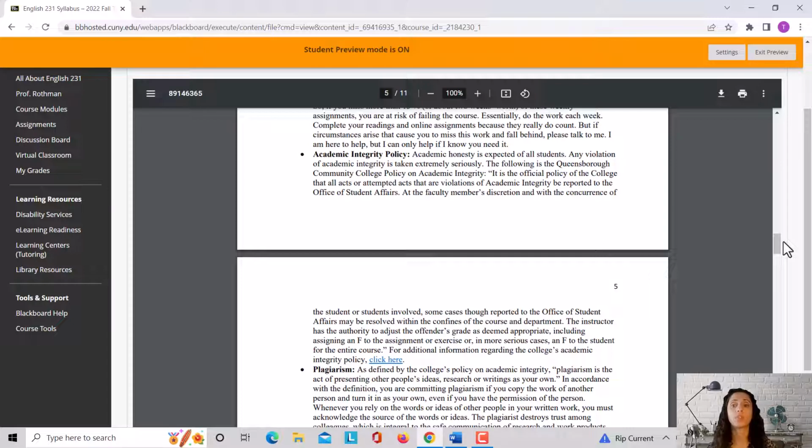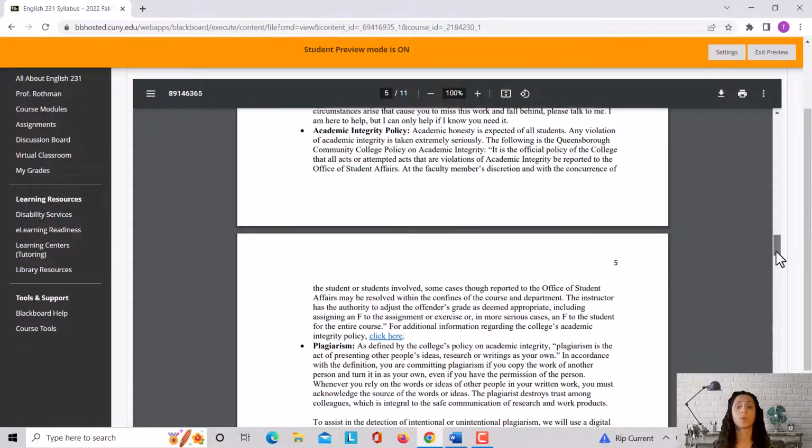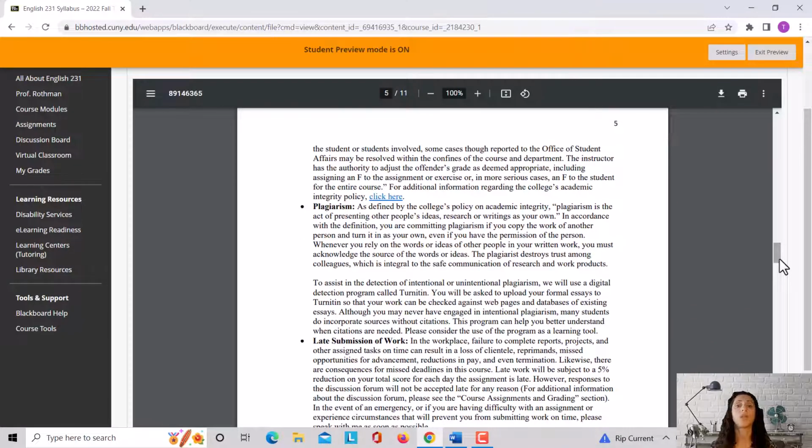At the faculty member's discretion and with the concurrence of the student or students involved, some cases, though reported to the Office of Student Affairs, may be resolved within the confines of the course and department. The instructor has the authority to adjust the offender's grade as deemed appropriate, including assigning an F to the assignment or exercise, or in more serious cases, an F to the student for the entire course. For additional information regarding the college's integrity policy, you can click there and it will take you to the QCC academic integrity policy directly.